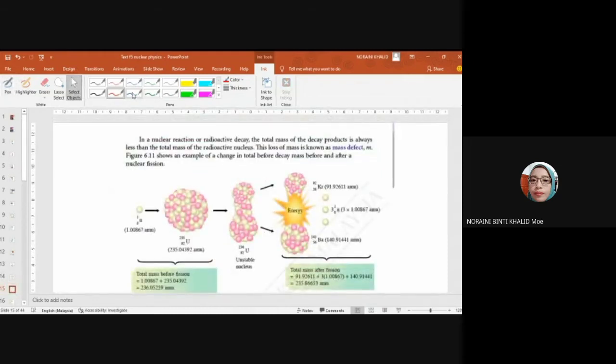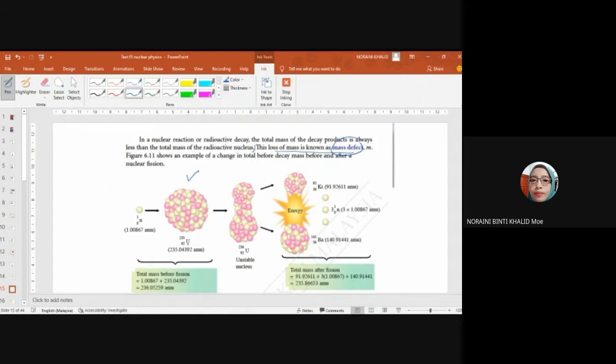In nuclear reaction or radioactive decay, the total mass of the decay products as shown is always less than the total mass of the radioactive nucleus. This loss of mass is known as mass defect. Means if you determine the mass before and after the process, you can see there's a loss of mass compared to before and after. So the loss of mass, we call it mass defect.